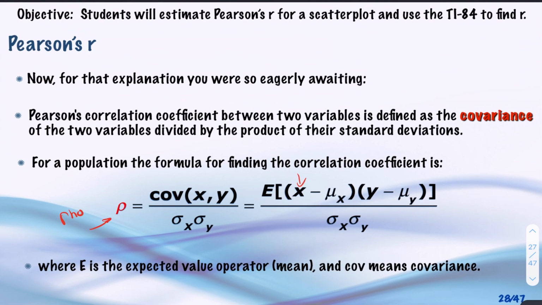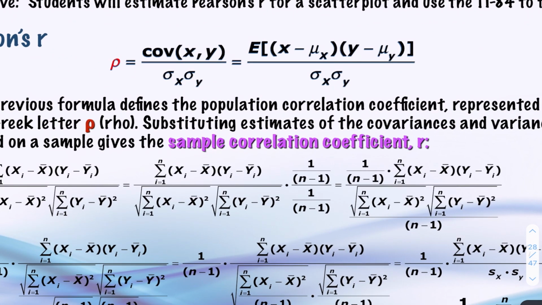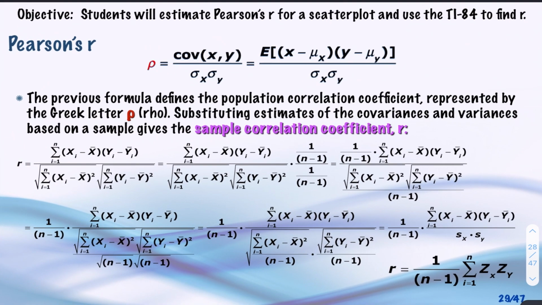With me so far? Great. If we expand out this idea of covariance and expected value, the previous formula defines the population correlation coefficient, represented by rho. Substituting estimates of the covariance and variances based on samples gives the sample correlation coefficient, which is what R is. So look at this fun math.